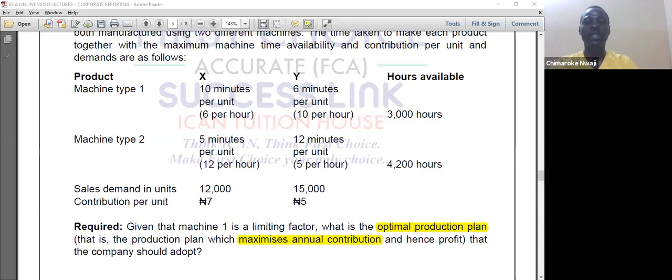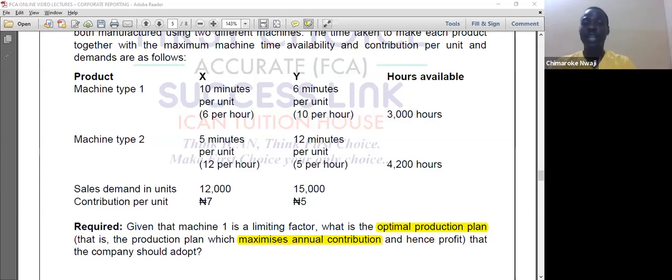This 10 minutes here and 6 minutes here are important because don't get it twisted and go and write 6 per hour. No, we are asked here per unit, limiting factor per unit. And so we'll take what we have here. It is 10 minutes per unit.